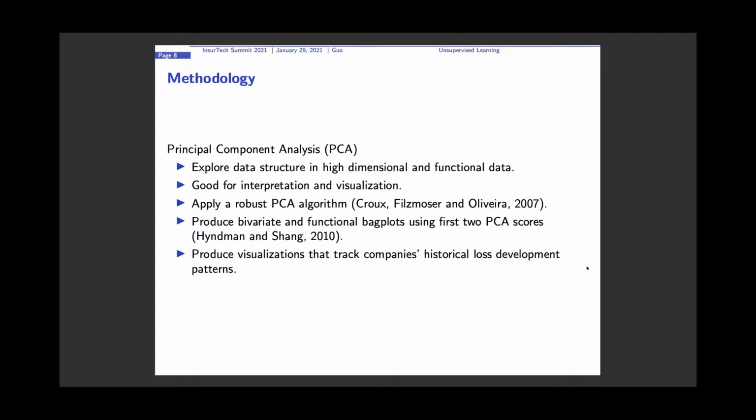And the main result, the visualization we create, is the bivariate and functional bagplot using the first 2 PCA scores. That's inspired by the Hyndman and Shang 2010 paper, and they have the R package called rainbow. Also, the robust PCA algorithm is really easy to implement in R via the package. And in the end, we're going to show a few more visualizations that help us track a company's loss development patterns over time.